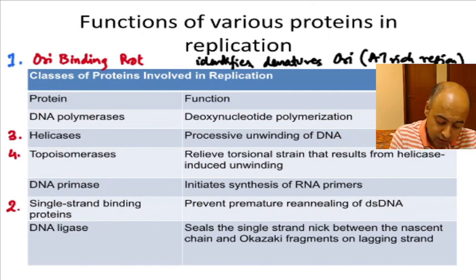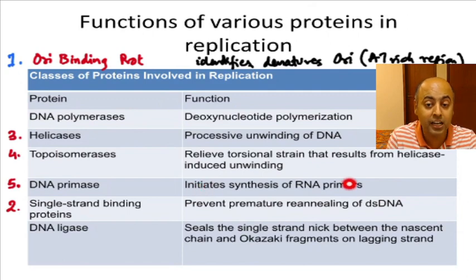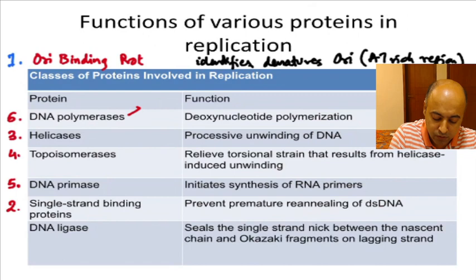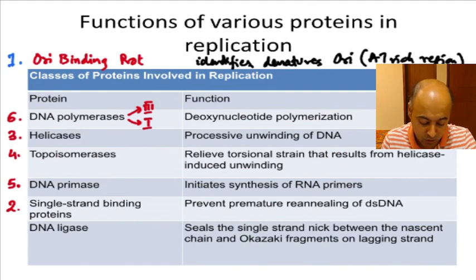At this point, the DNA primase will come into the picture. It will create the primer. It initiates the synthesis of primer, which is RNA in nature. You can see the RNA primer is there, which is then extended by the action of the DNA polymerase. Please remember, we have the DNA polymerase 3, which is doing the primary synthesis, and the DNA polymerase 1.